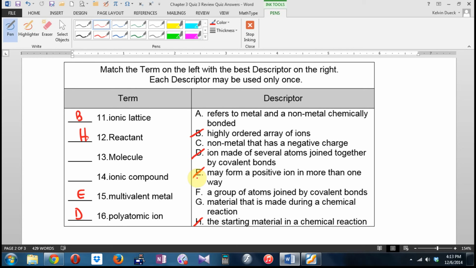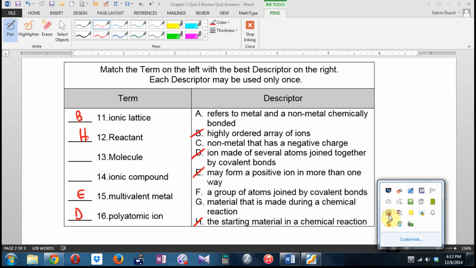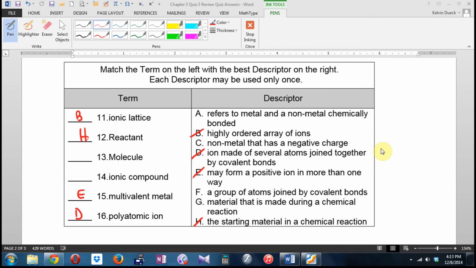Material that is made during a chemical reaction, maybe that's a molecule. A group of atoms joined by covalent bonds is a molecule. Let me just see what we're getting at here. I'm going to have to pause and check my answer key. Yeah, I should have figured this out. Sorry, a molecule is going to be F, a group of atoms joined by covalent bonds.